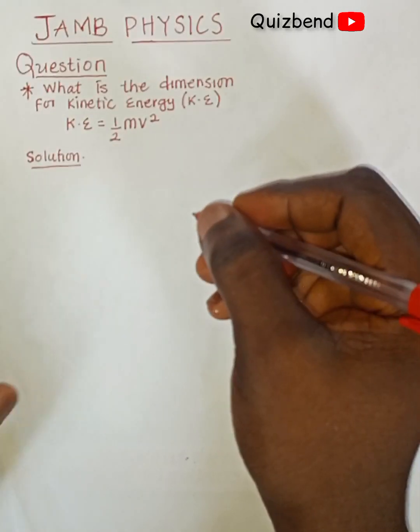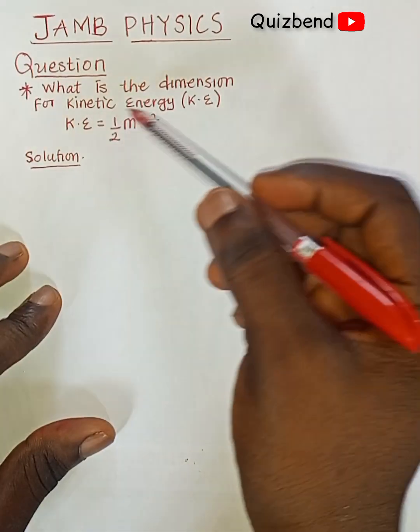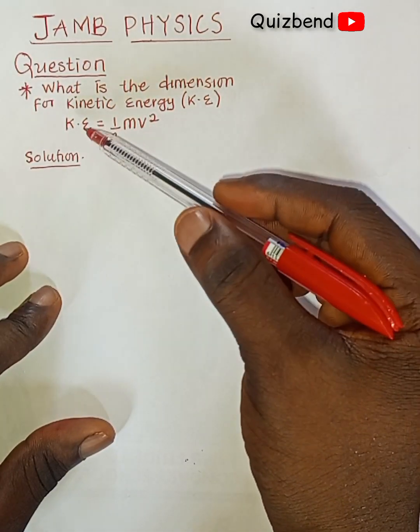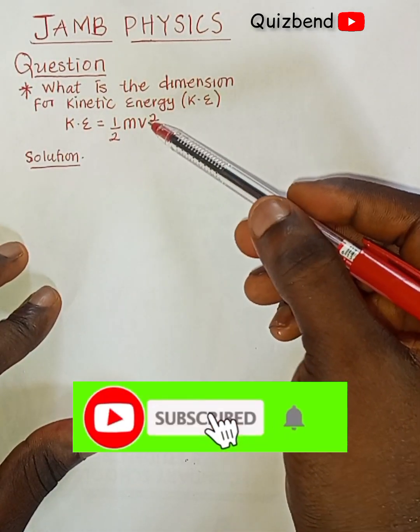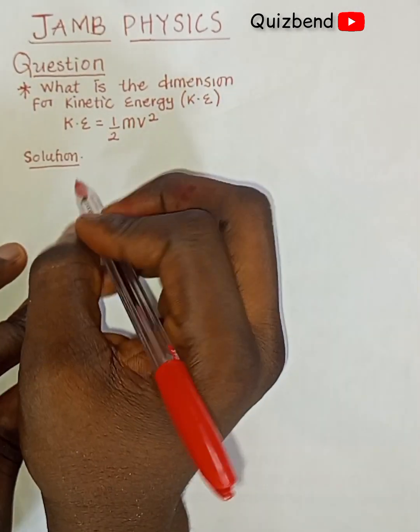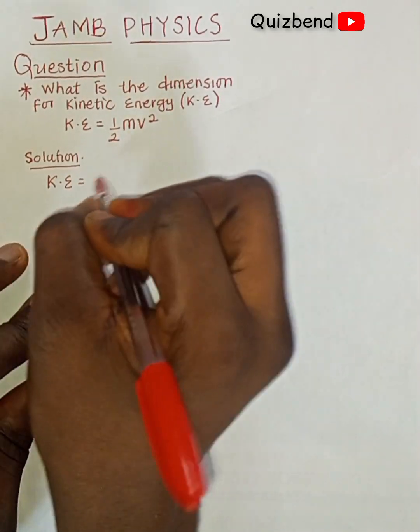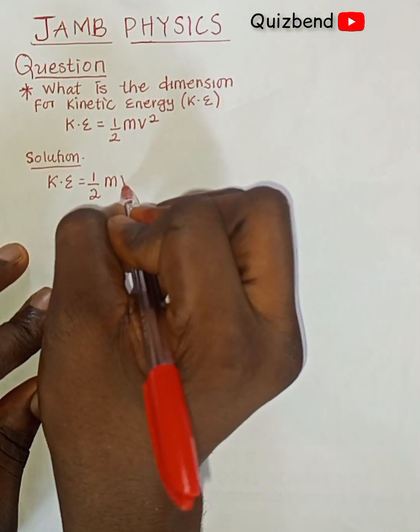Are you a JAMB student in the science department and you can't solve this question? The question says, what is the dimension for kinetic energy, KE, where the formula for kinetic energy is half mv squared, that is half times mass times velocity squared. So to solve this, let's first bring down our formula, where kinetic energy is equal to 1/2 mv squared, right?